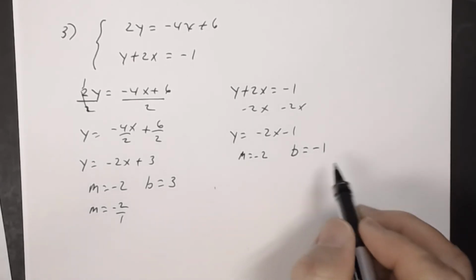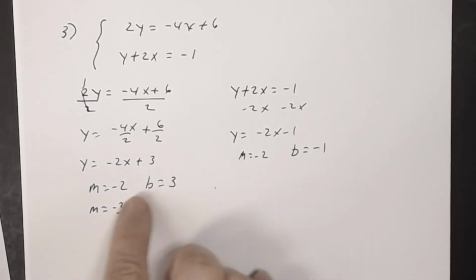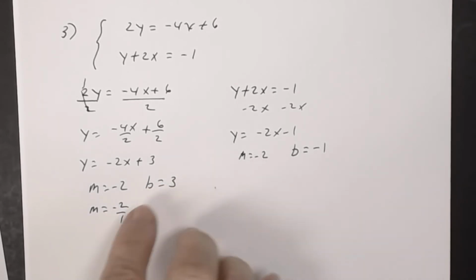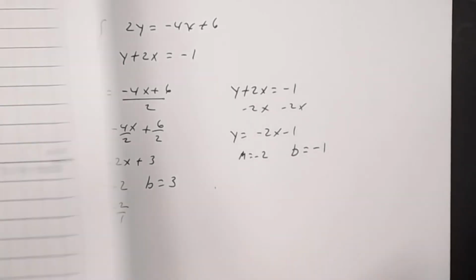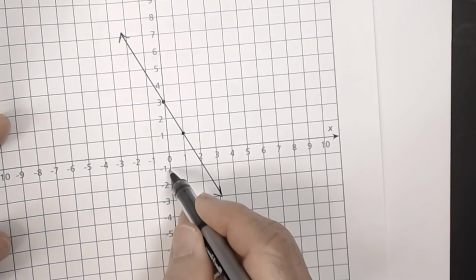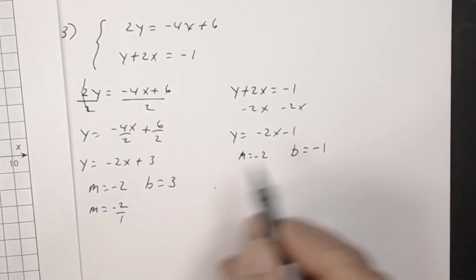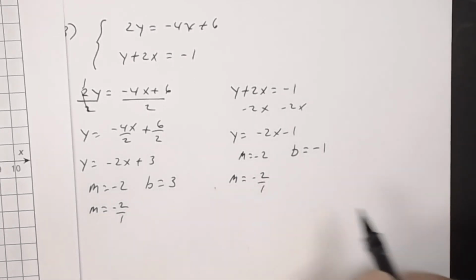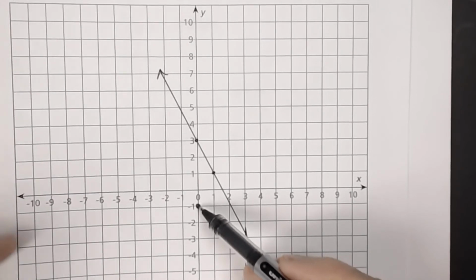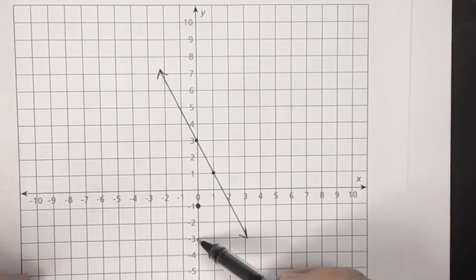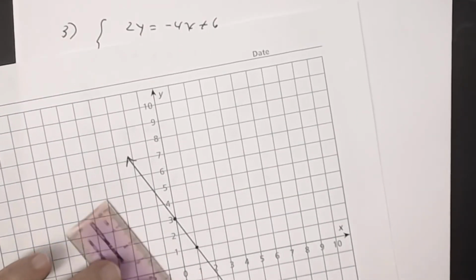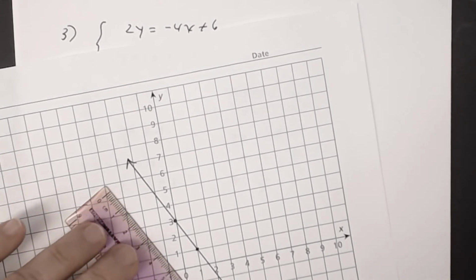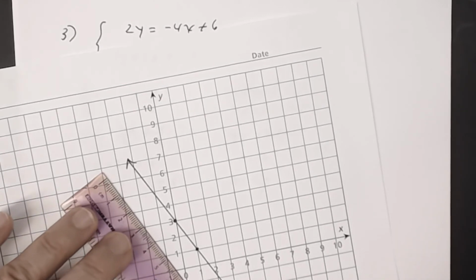Now I want you to notice something. You notice that the slopes are the same, right? You may remember something from a previous course that you learned. We'll talk about this when we get to it. So let's first graph this. My y-intercept is negative 1, so that's right here. And my slope is negative 2, same as this, negative 2 over 1. So from my y-intercept, I'm going to go down 2 and to the right 1. And when I graph this, I get this line.